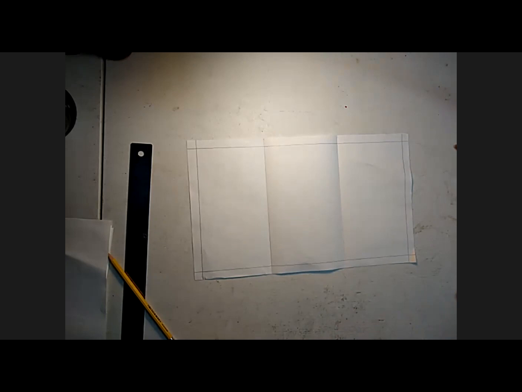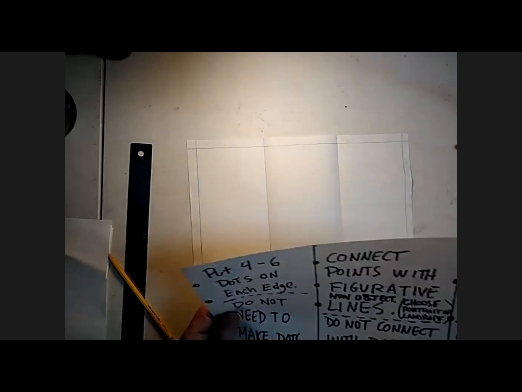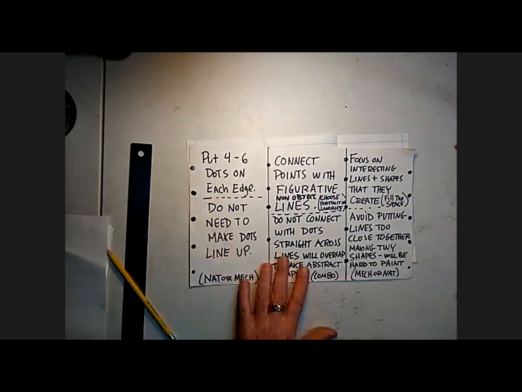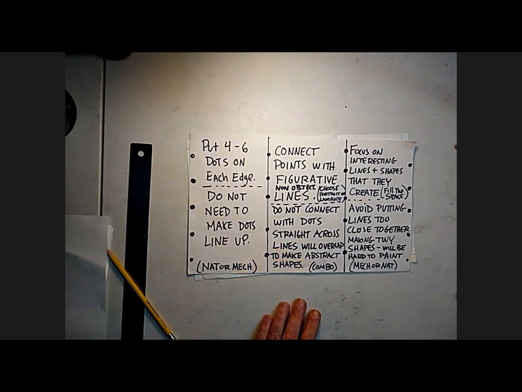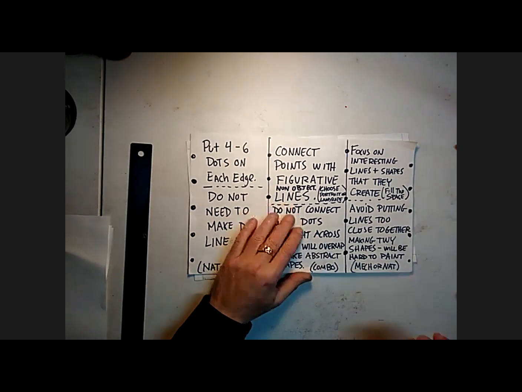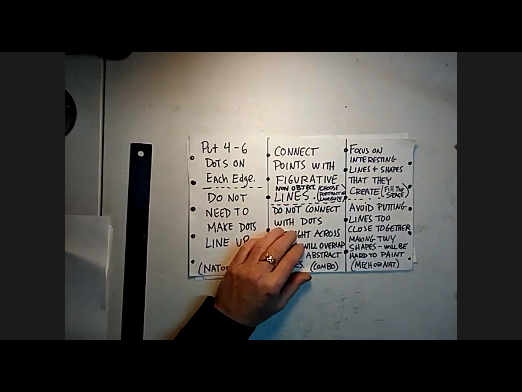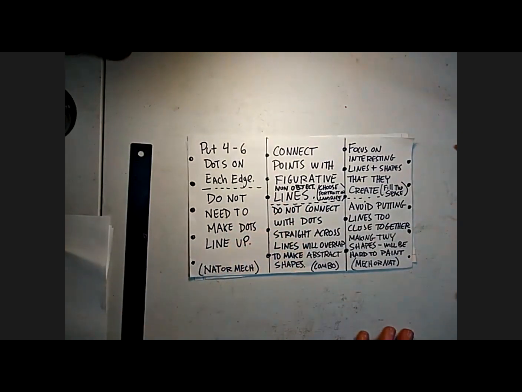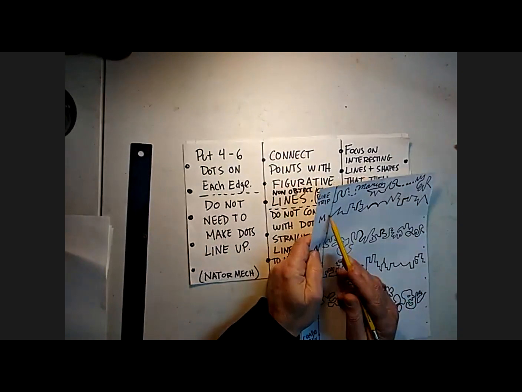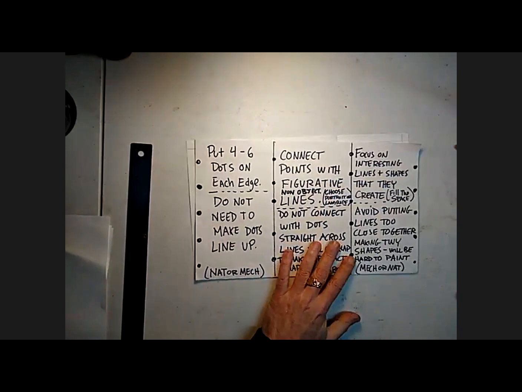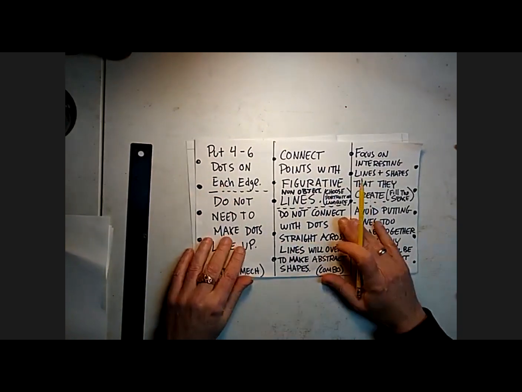So here's what I would give to my students as teaching points. The simplest first thing to do is, just like when we did the first one, a line from one point to another. And when we did the practice, we had connecting points. It was always connecting points. So it's very simple. I'm going to ask them to put 4 or 6 dots on each edge.